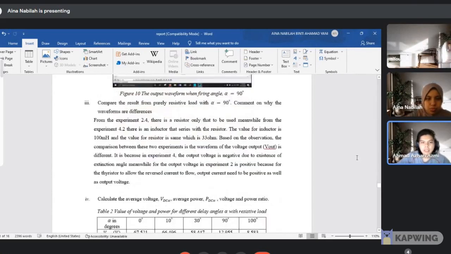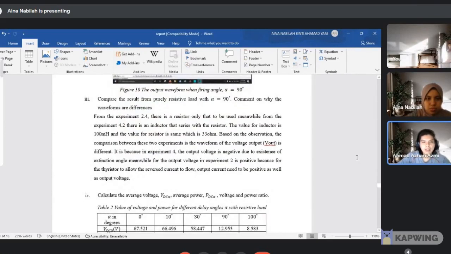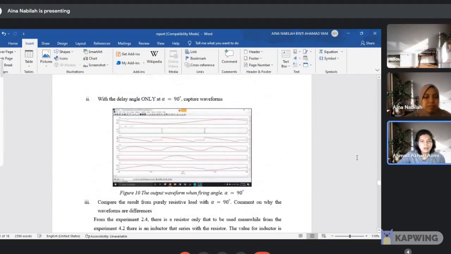So this circuit for this graph at the 90 degree, and then compare the result from the start again. Compare the result from purely resistive load with the alpha angle at the 90 degree. So from experiment 2, there is a resistor only that was used. Meanwhile, from experiment 4, there is an inductor in series with the resistor.